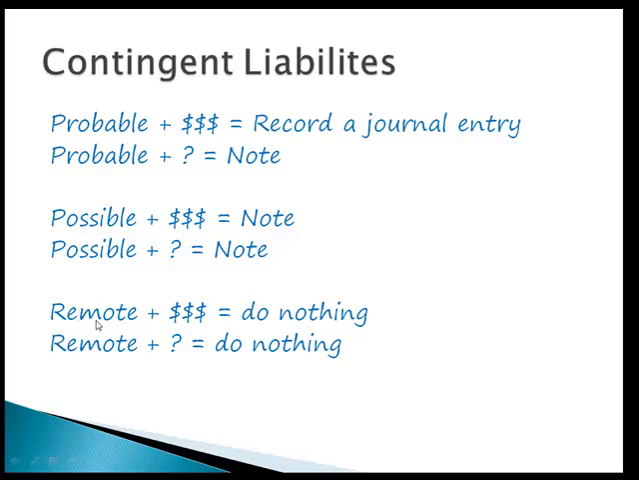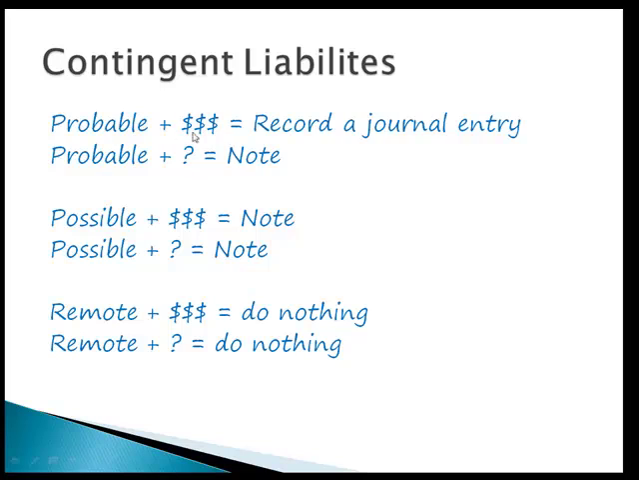Or they could say, this is really a bad case. There's a very slight remote chance that you're going to have to pay this $1 million, or it's a very remote chance that you're going to have to pay, and we don't really know how much it's going to be yet. Okay, so these are the three distinctions: probable, possible, or remote.